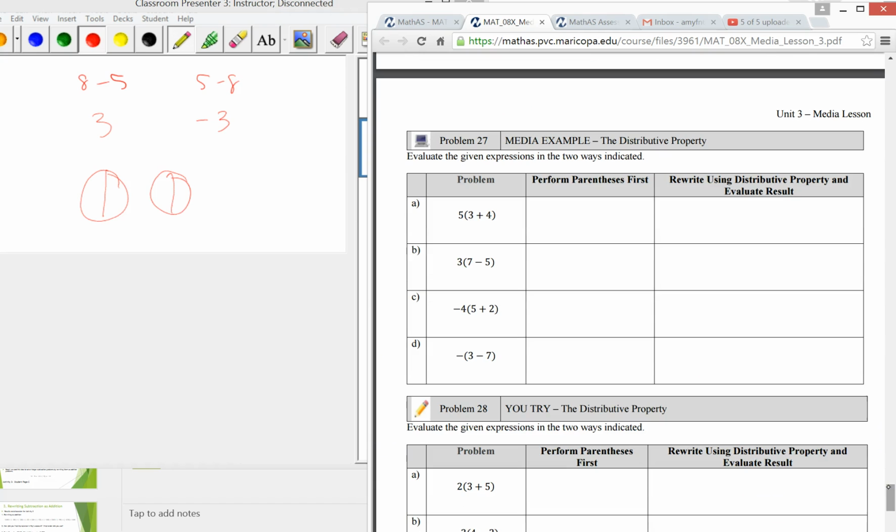Okay. And there's problems like this in Math AS as well. We have them perform the parentheses first and then write it with the distributive property, so 5 times 3 plus 5 times 4. Note in Math AS, if it's subtraction, we keep it as subtraction. So here we don't immediately go to plus 7. We'd have -1 times 3 minus -1 times 7, and then we simplify afterwards just to be consistent with our distributing.